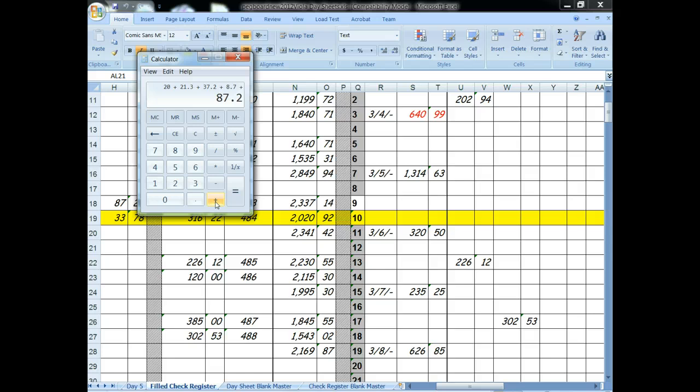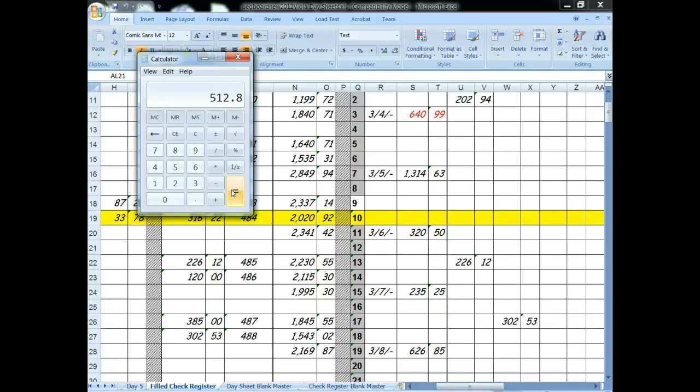$87.20. We want to subtract $87.20 from $600. So let's do that. 600 minus 87.20, and we get $512.80. That's considered Mr. Pinelli's net pay.